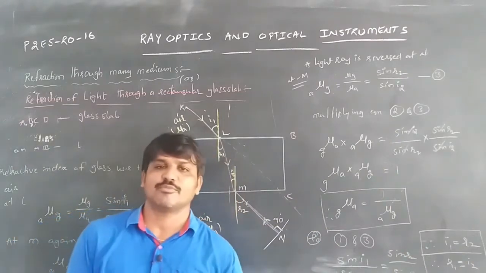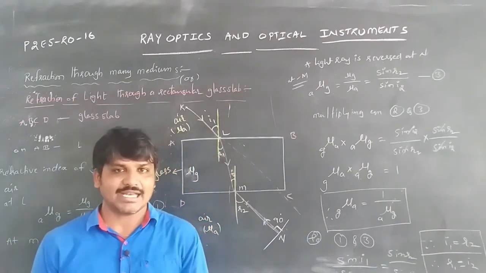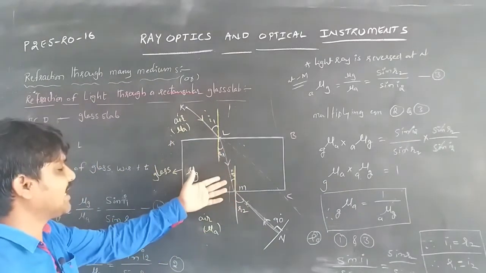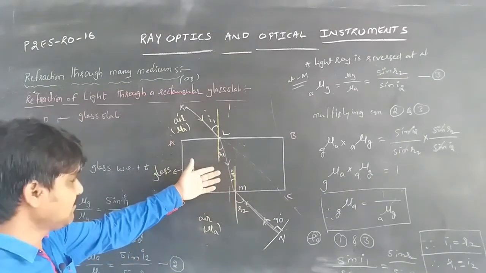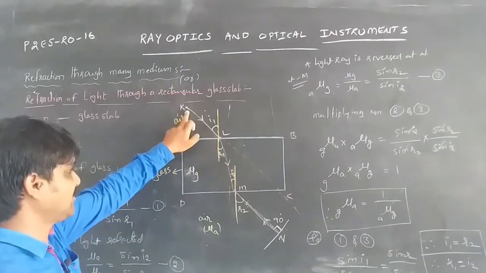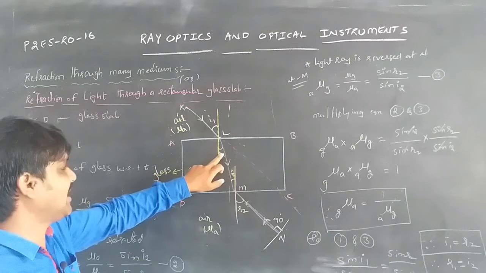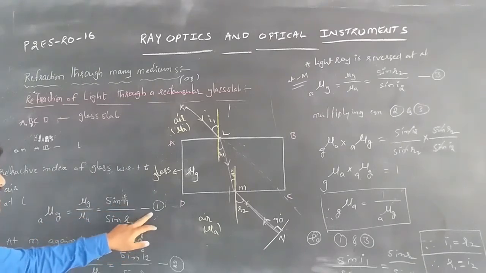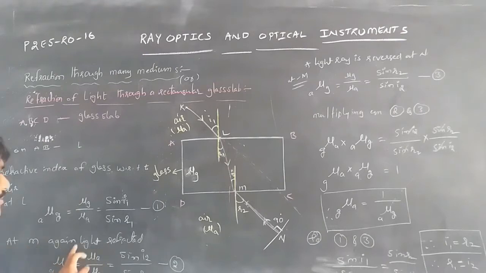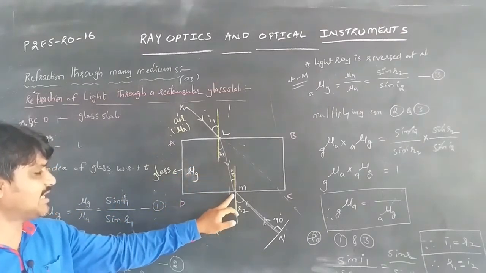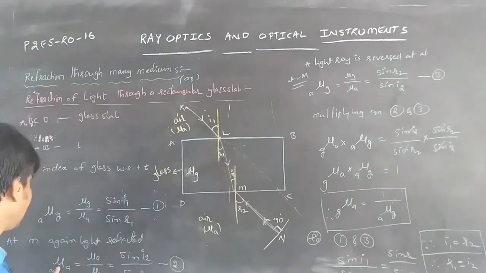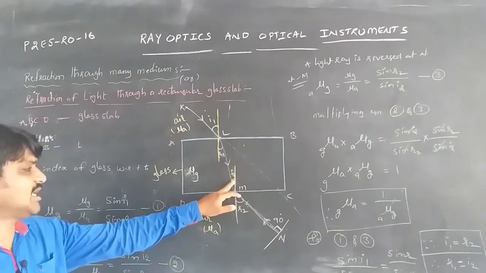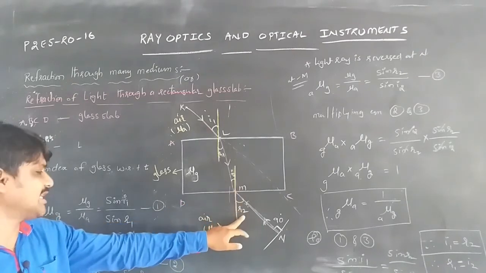According to the principle of reversibility of path of light, whenever more slabs are placed like this, with more mediums, and the light passes from the air to the glass, the incident angle is I1 and the refracted angle is R1. So the refractive index of the glass with respect to air is sin I1 by sin R1, that is equation number 1. And again at point M, the light passes through the glass and is refracted into the air. So the refractive index of the air with respect to glass is sin I2 by sin R2, where the incident angle is I2 and the refracted angle is R2.